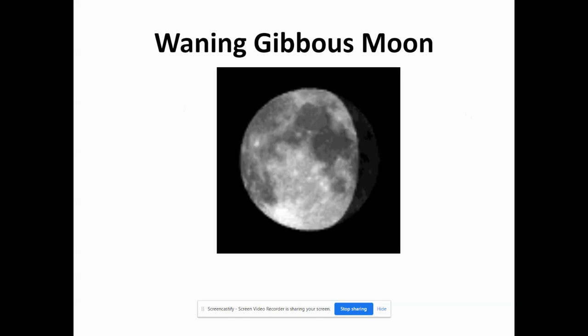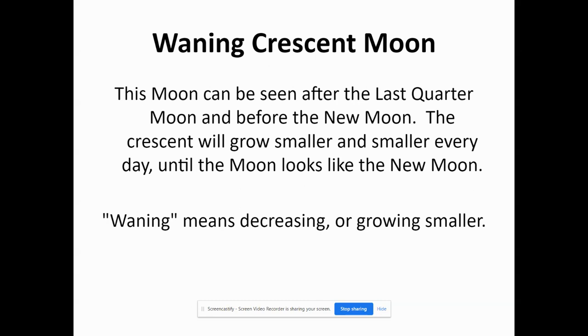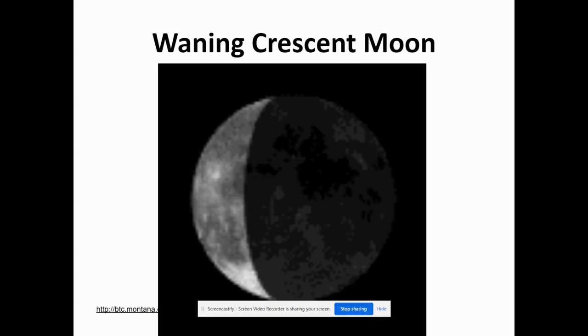So this is our waning gibbous. The light is now on the left side of the moon, but we're more than half full. So it's a gibbous, waning, the light is on the left, getting smaller. We would go full moon, waning gibbous, third quarter moon, and then eventually we'd get a waning crescent, which is when we have just a little bit of light left on that left-hand side, getting smaller every day.